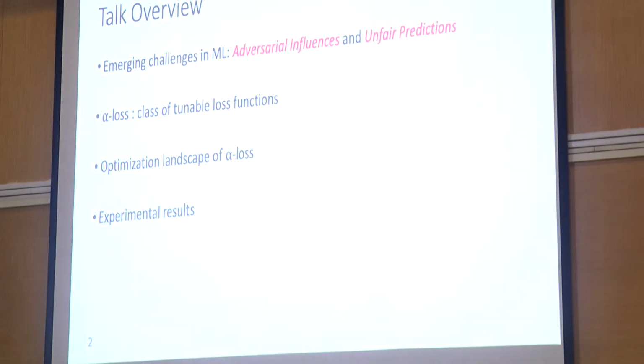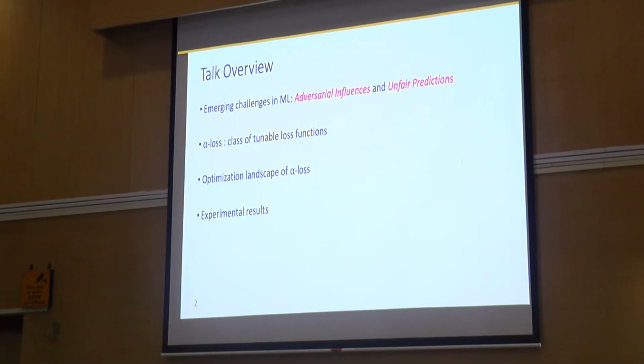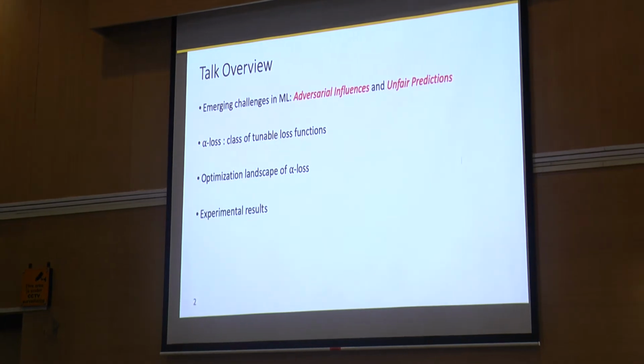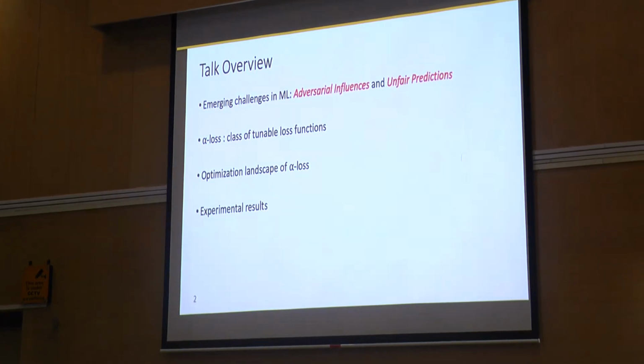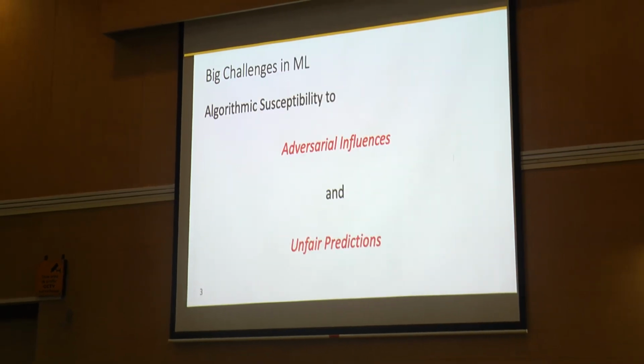So the way I'm going to set up this talk is I'm going to present some problems in ML that are new problems. And then I'll segue right into this loss function and its properties and its optimization landscape. I'll come back at the end to talk about, with experiments, how this loss function could address these problems in machine learning. Okay? All right.